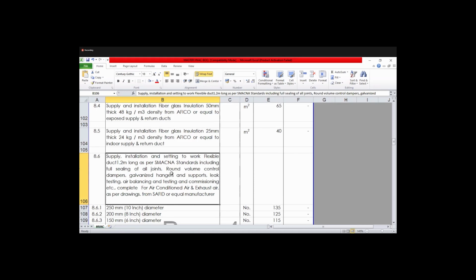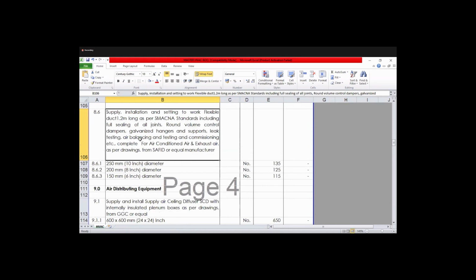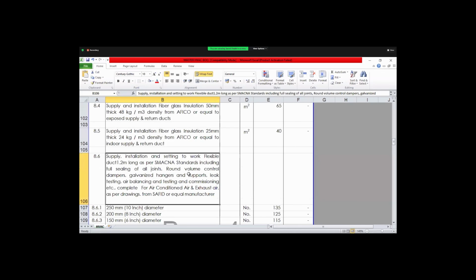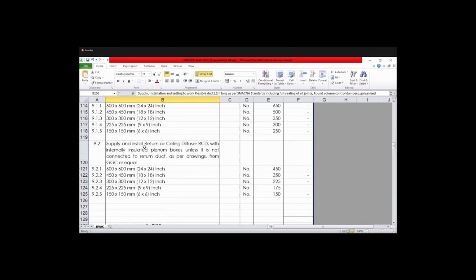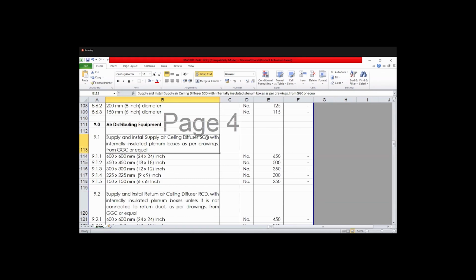For flexible duct also, it should not be more than 1 meter or 1.2 meter as per SMACNA standard. It should be mentioned for each item, like galvanized hanger and support, round volume damper. In case of a flexible connector, we have to provide a round volume damper. Okay, and the ceiling diffuser, supply and return. SCD is a supply ceiling diffuser with internally insulated plenum box as per drawing. In the supply diffuser there is a box at the top where the flexible duct is connected, and from that plenum box it is connected to the diffuser.